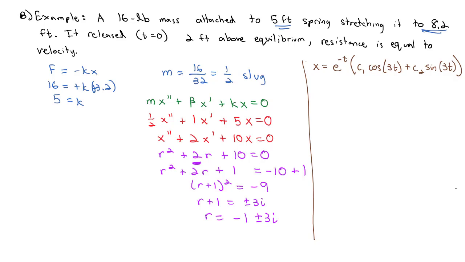To do that, we know it's released initially 2 feet above equilibrium. So we have this initial point of (0, -2) because it's above the equilibrium. Remember, we defined positive as down with a stretch, -2 because it's above. And we also have information about the velocity. Let's find c1 first. Let's plug this in. -2 equals e to the 0, which is 1, c1 times 1 plus c2 times 0. So we just have -2 is c1.